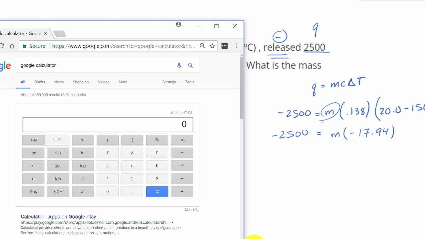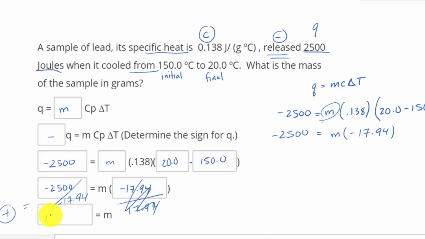So let's plug this into a calculator. Negative 2500 divided by negative 17.94. And our answer is 139.35 grams. So we have 139.35 grams. And that would be our answer.